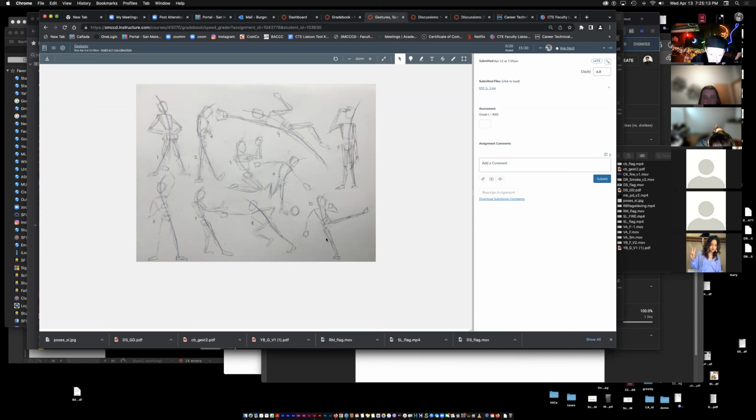So this one's correct. Pose number 10 is okay. 8 is okay. 9 is okay. But if a character has weight on both feet, then the line of action has to go straight down between them, and then each leg has its own. So this is good.